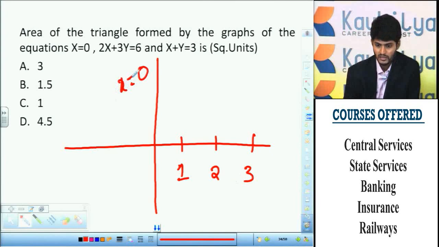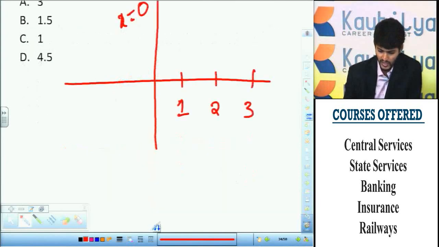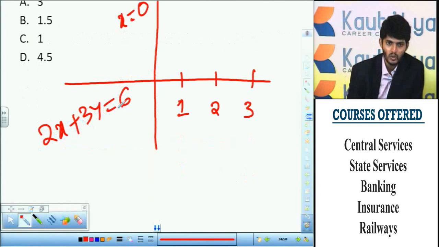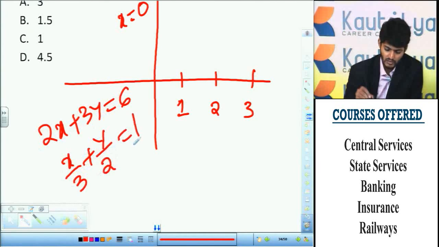2x plus 3y is equal to 6. So if I convert this line into intercept form, 2x plus 3y is equal to 6, I divide both sides by 6, and I will get x by 3 plus y by 2 is equal to 1. So this is your x-intercept, this is your y-intercept.